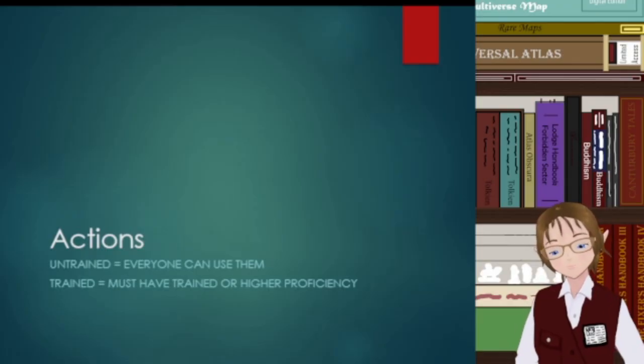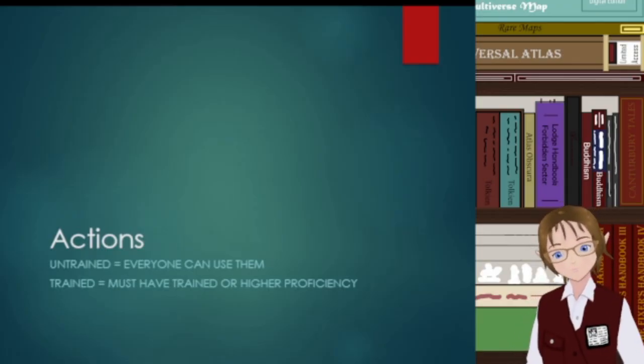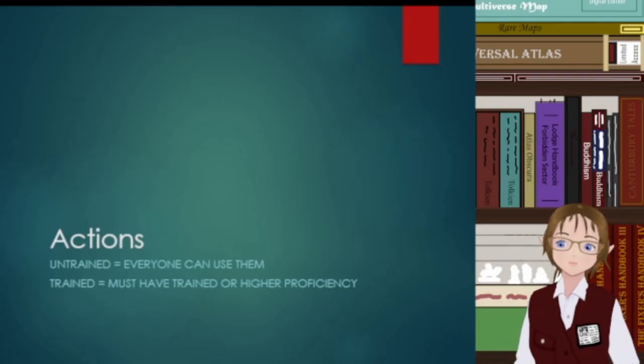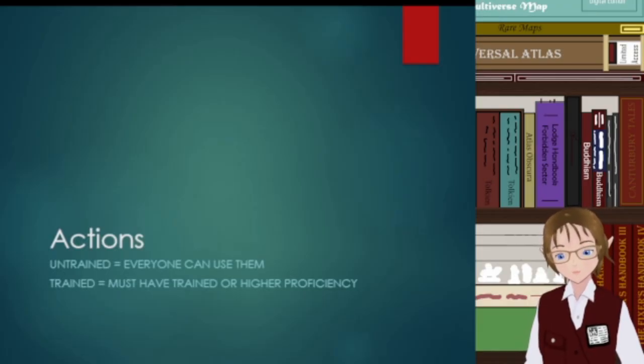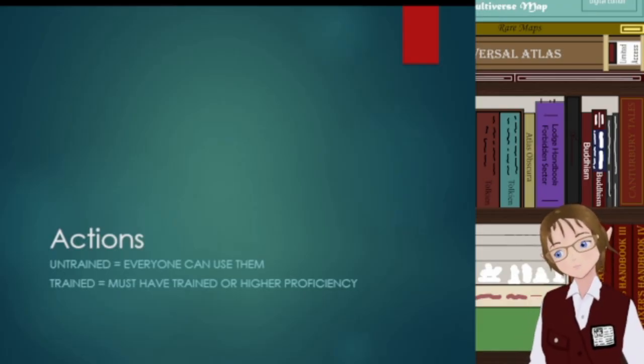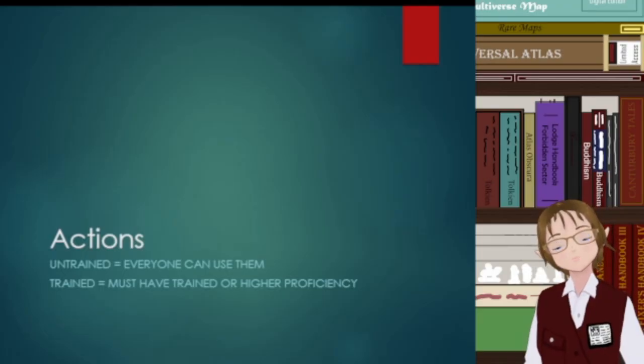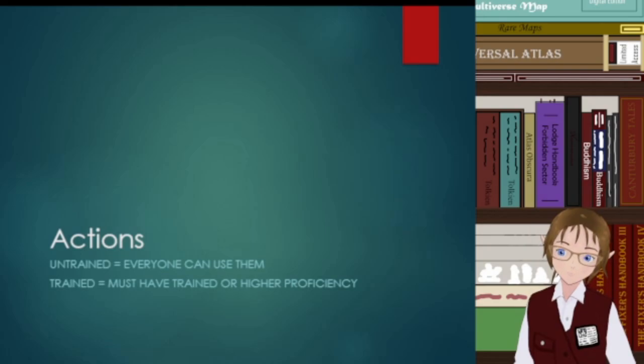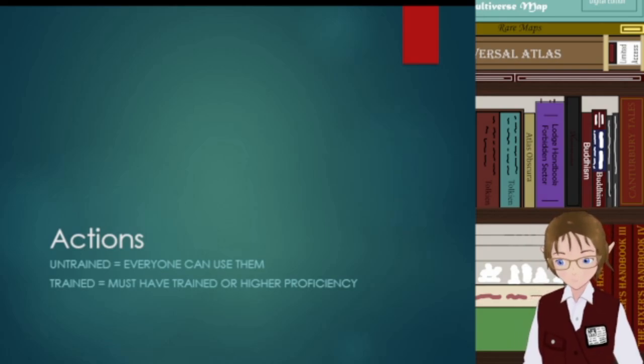I'm starting with the actions. A quick clarification here. Untrained actions can be used by everyone. However, they are done at just the ability score modifier bonus. So for acrobatics, that's just your dexterity modifier, meaning that you're likely to fail at higher level DCs if you are untrained in a skill, even though you can do the ability.